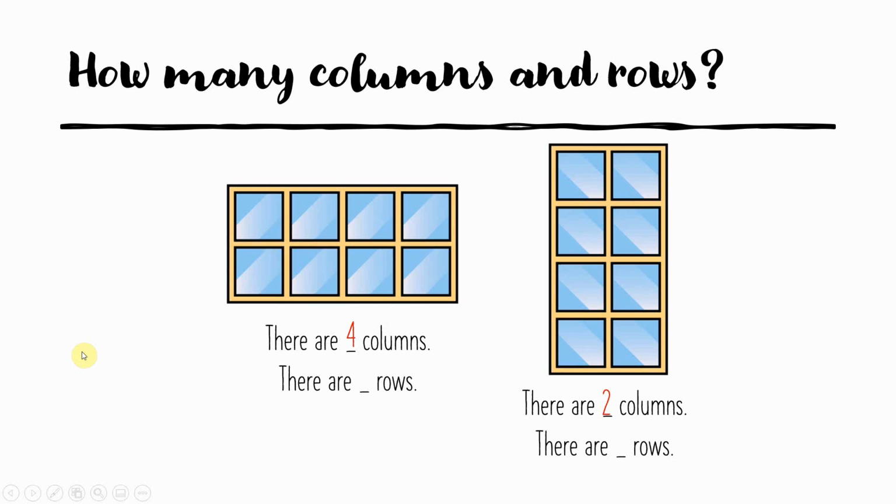Okay, let's see how many rows there are in these pictures now. Ready? Remember, rows go side to side, left to right. How many rows are there? I nearly said columns there. How many rows are there? There are two rows. Can you say that? There are two rows. Now let's do this picture. How many rows are there? There are four rows. Can you say that?